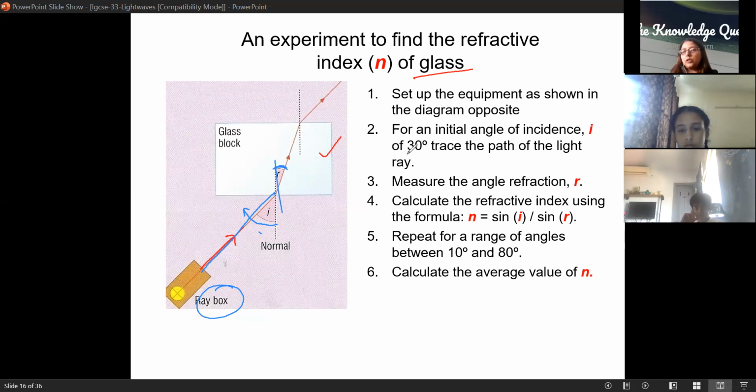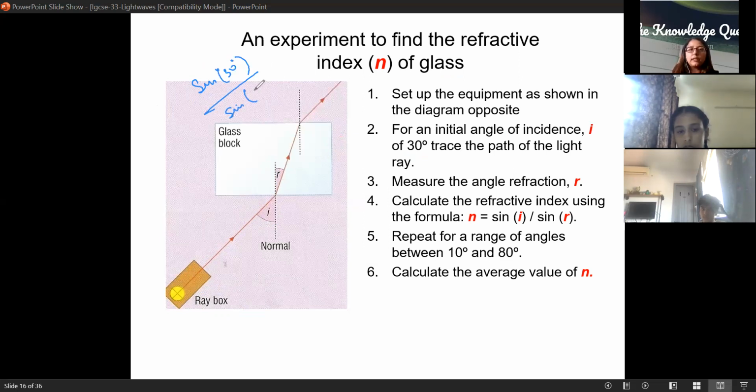So you start with an initial angle of 30 degrees, and you keep changing. Repeat this from 10, 20, 30, 40 till you go up to 80. You will go from 10 to 80, okay? And you will also measure the corresponding R that is formed, okay? And then you will find N is sine I upon sine R. Suppose I is 30 degrees, and R is some angle, let's say 10 degrees. The ratio that comes should always be the same.